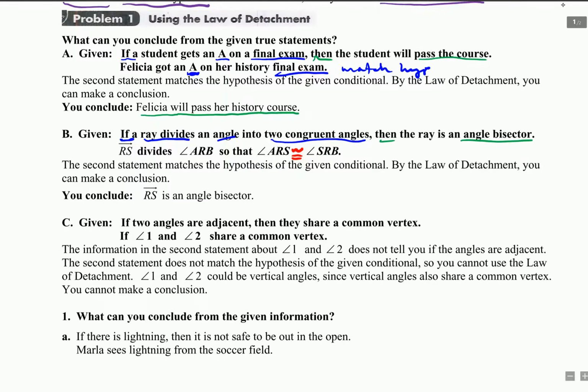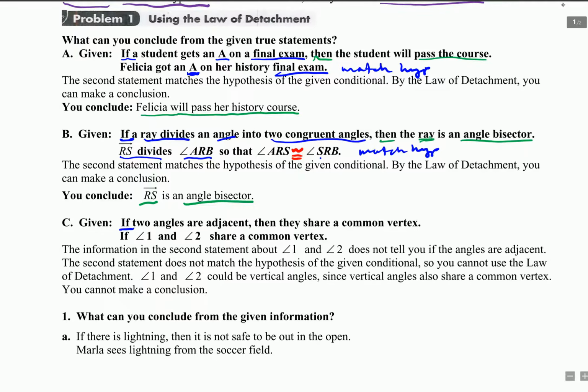Does this meet our requirement? We have a ray that divides an angle into two congruent angles. So yes, we matched our hypothesis. So now we can make a conclusion. What conclusion can we make? We can make the conclusion that the ray is the angle bisector. So we can say ray RS is an angle bisector. We are given a true conditional, and if we can match the requirement, we can make the same conclusion. Let's look at the next one.